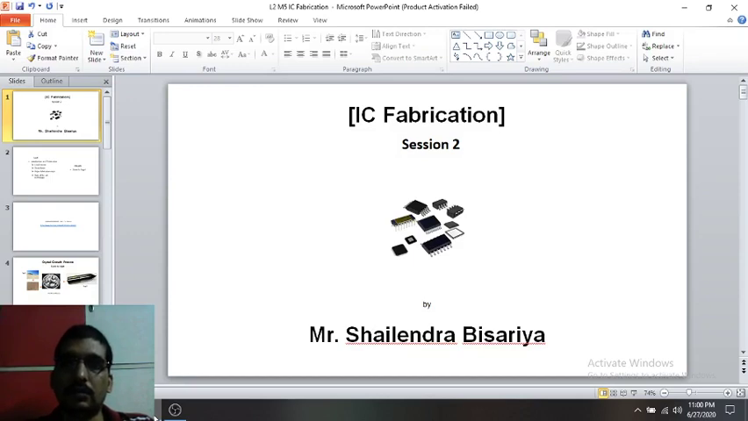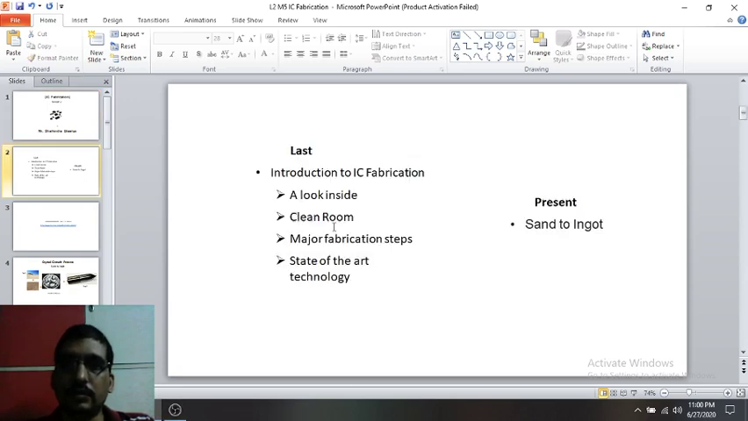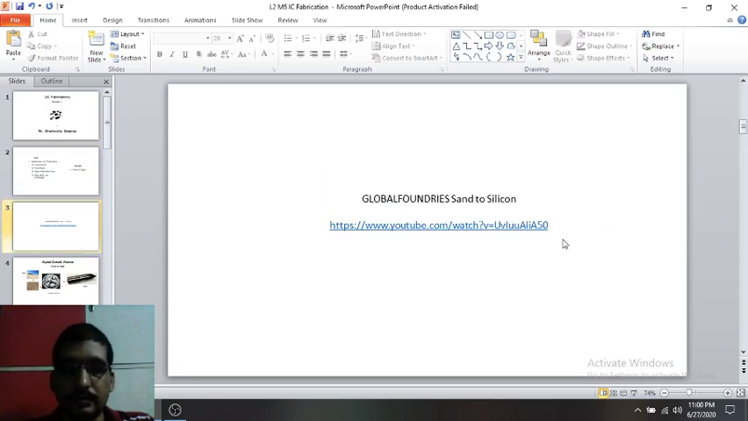In this session 2, we will talk about the sand to ingot fabrication process. In the last session, we talked about the introduction to IC fabrication. We looked inside the clean room, major fabrication steps, and state of the art technology. Now we will talk about how we fabricate an ingot from sand.